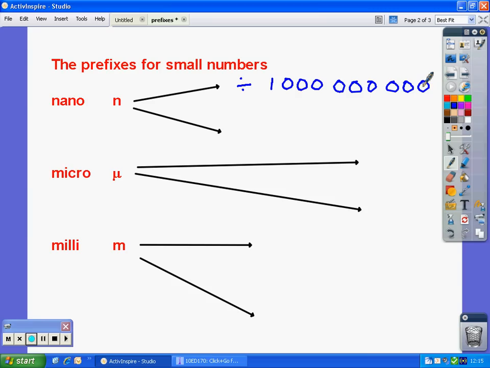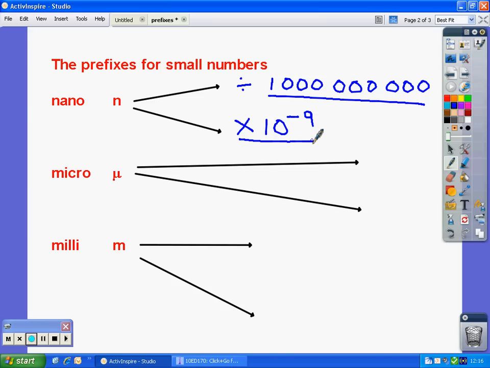Or, if you're good at using powers of 10, whenever you see this nano and you want to convert it back into its original unit, multiply by 10 to the minus 9. If you're not so good at using powers of 10, then use this method. If you feel your math skills is up to it, then you can also use this method.